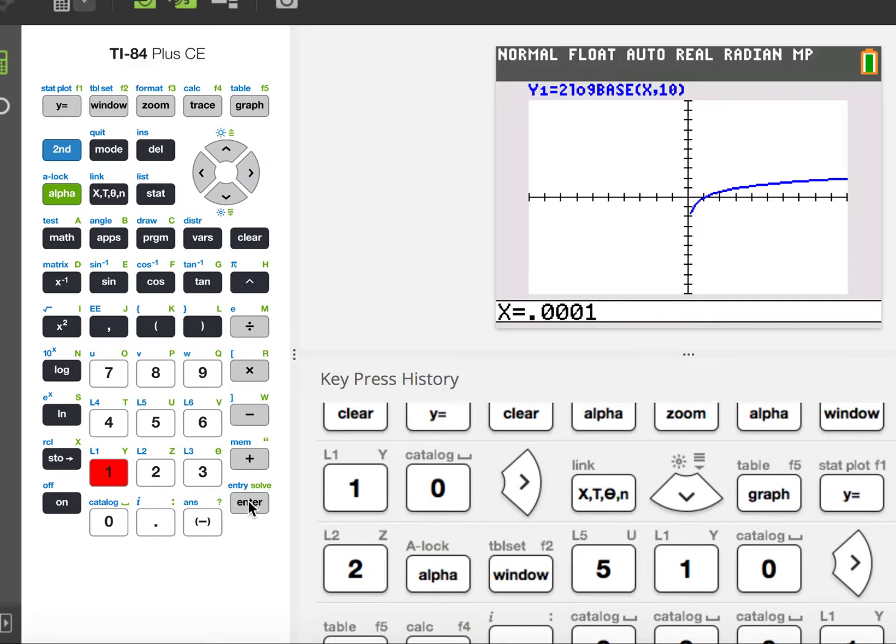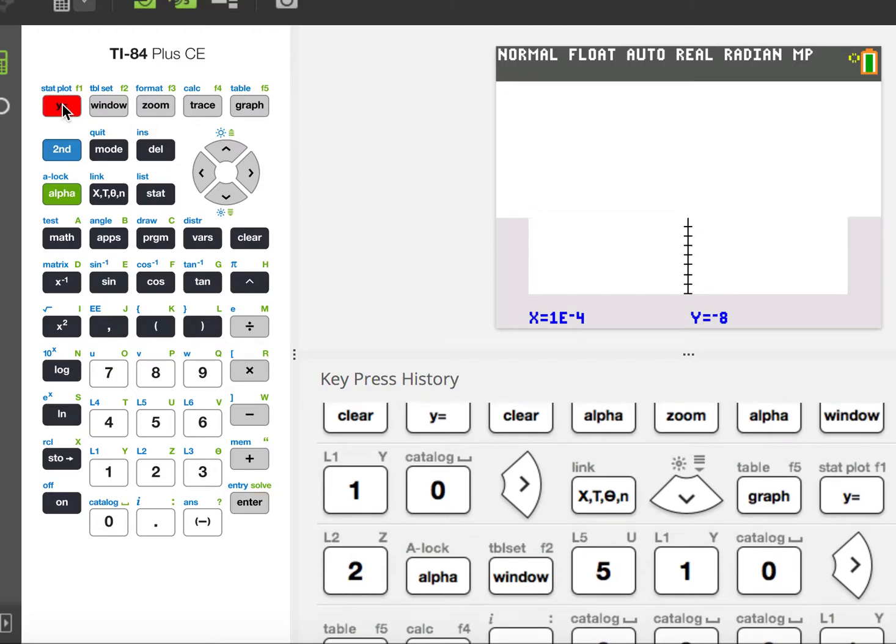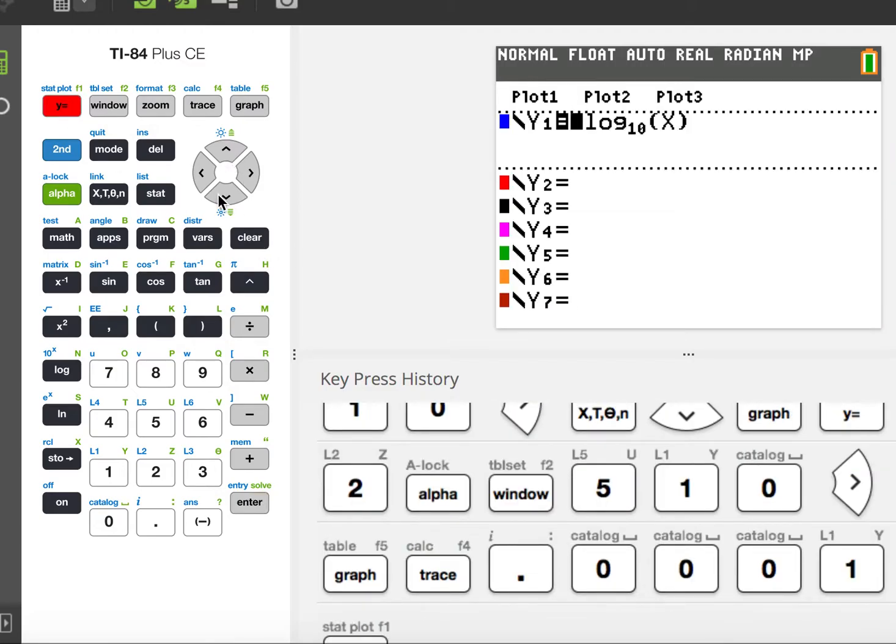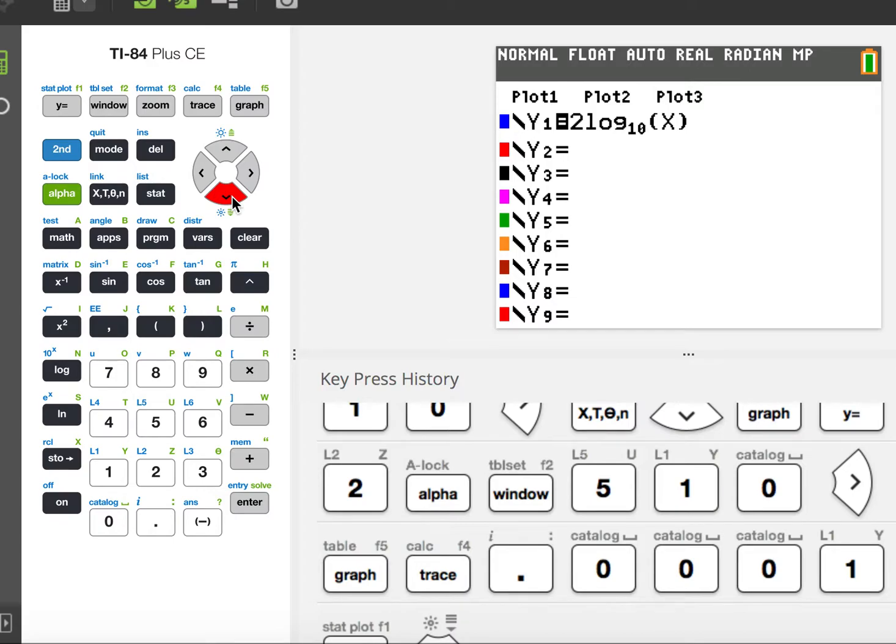Okay, if I look at something like trace 0.0001, it does tell me, look, my graph is at -8 there. So even though I can't see the graph, my calculator does know it exists there. It's a little weird.